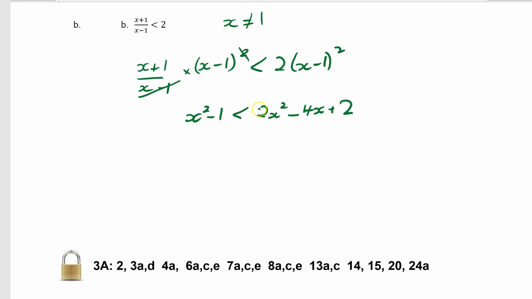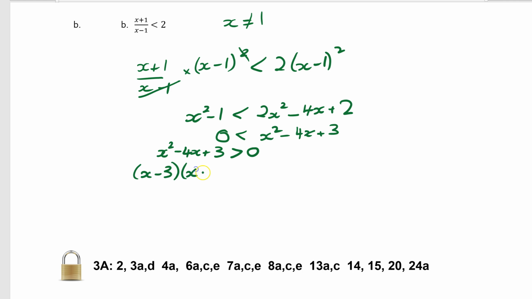So if I gather stuff together, again I'll bring this x squared over to here, so I've got x squared, I've got to subtract it, I've got minus 4x, and when I bring that over to here, I've got plus 3. And then I'll rearrange that, so I've got x squared minus 4x plus 3 to be greater than 0. So are there two numbers that multiply to plus 3 and add to minus 4? Yep, there are. So x minus 3, x minus 1 greater than 0.